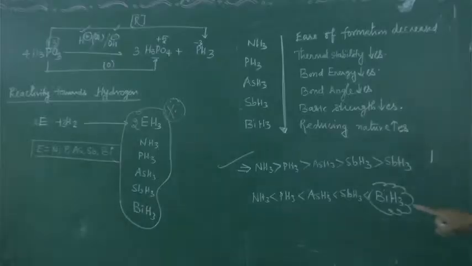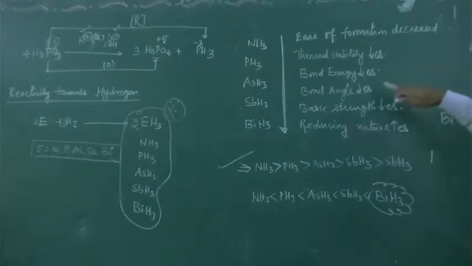இந்த பாண்டை ஈஸியா பிரேக் பண்ணிடலாம். இந்த பாண்டை ஈஸியா பிரேக் பண்ணா என்ன பண்ணிக்கலாம்? H ஈஸியா டொனேட் பண்ணிக்கலாம். H டொனேட் பண்ணாலே என்ன கேரக்டர்? ரெடியூசிங் கேரக்டர். அப்போ பாண்ட் லென்த் அதிகமாக இருக்கிறதுனால இந்த பாண்ட் இஸ் கோயிங் டு பி வீக் பாண்ட்.